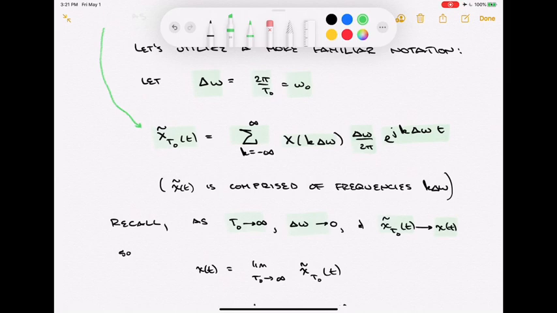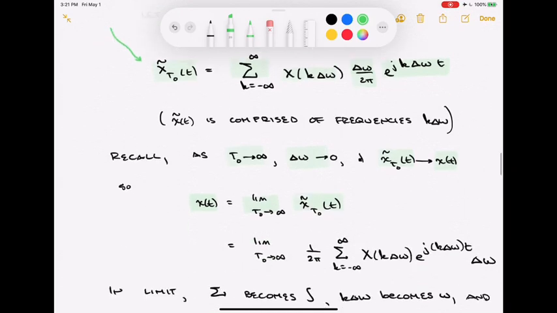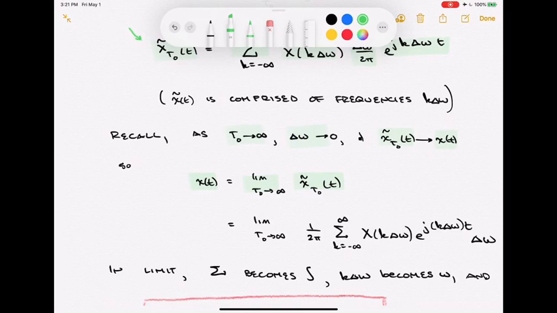As the period goes off to infinity, our periodic replication converges to our original aperiodic signal. That tells us x of t is equal to the limit as t naught goes to infinity of our x tilde. But what was x tilde? It was that expression above. So we just look at the limit as t naught goes off to infinity, and I'm going to clean that up a little bit. I'm going to pull out the 1 over 2 pi factor. I've got a sum k equaling minus infinity to infinity, and I've got x of k delta omega, e to the j k delta omega t, and then a delta omega.